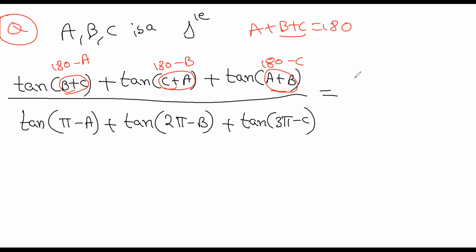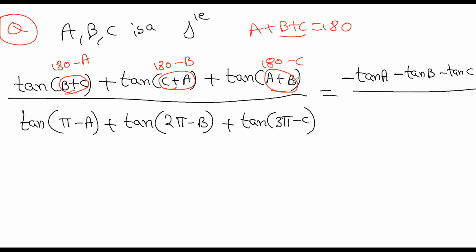Tan of negative A is minus tan A, because it is in the second quadrant. Tan of 180 minus B is minus tan B, and tan of minus C is minus tan C. Now we converted everything to single angles in the numerator, as a monotonicity.